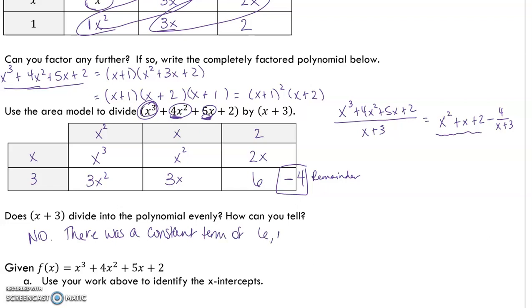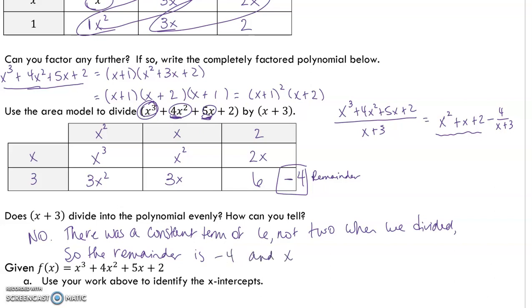Of 6, not 2, when we divided. So the remainder is negative 4 over x plus 3. And actually, we'll just leave that as the remainder was negative 4. The remainder is negative 4, and x plus 3 is not a factor. Okay.